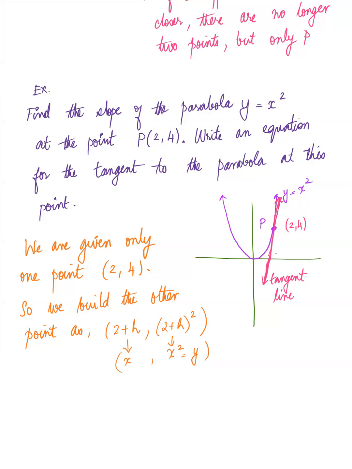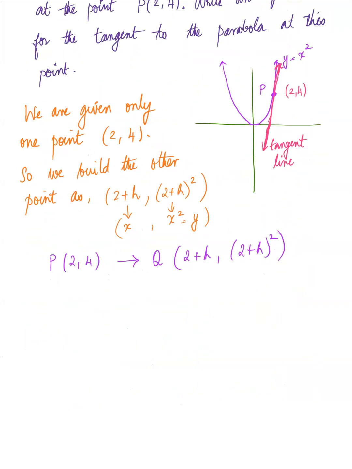Okay. So we already have P. It's 2,4. And we built the Q, which is 2 plus h, 2 plus h squared. Okay, always substitute the y coordinate to be the formula, the equation. So y equals x squared, right? All right, now with these 2 points, we can find m secant, because you need the 2 points, right? Secant slope. So that's going to be delta y over delta x.